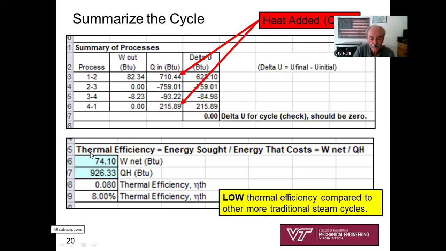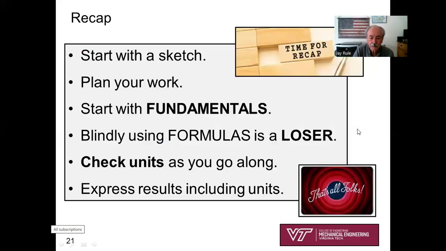And then finally, the thermal efficiency is the energy sought over the energy that costs. We're just going to gloss over that because to get the heat added, I added up only the positive values for Q. So I added up 710 and 216 to get this heat added of 926 and calculate the thermal efficiency, which is a low value of 8%. It's terrible thermal efficiency, and you're going to learn a lot more about that in chapter 5. So let's not worry about thermal efficiency much, and we'll move ahead.